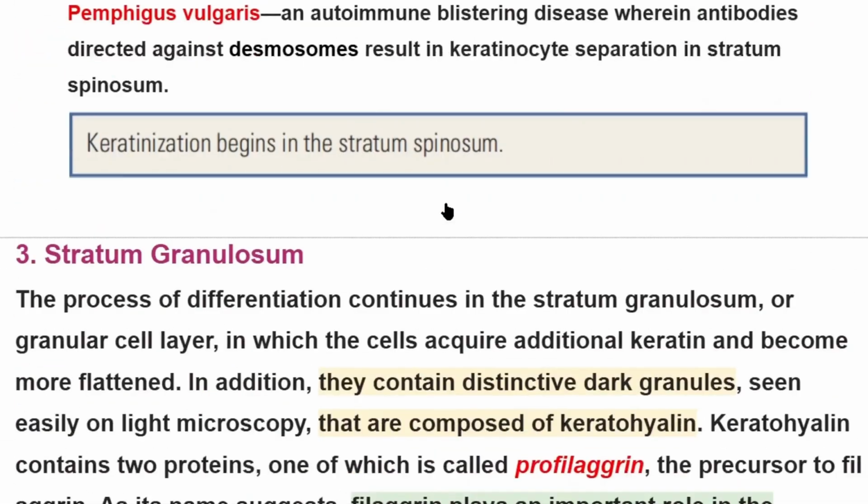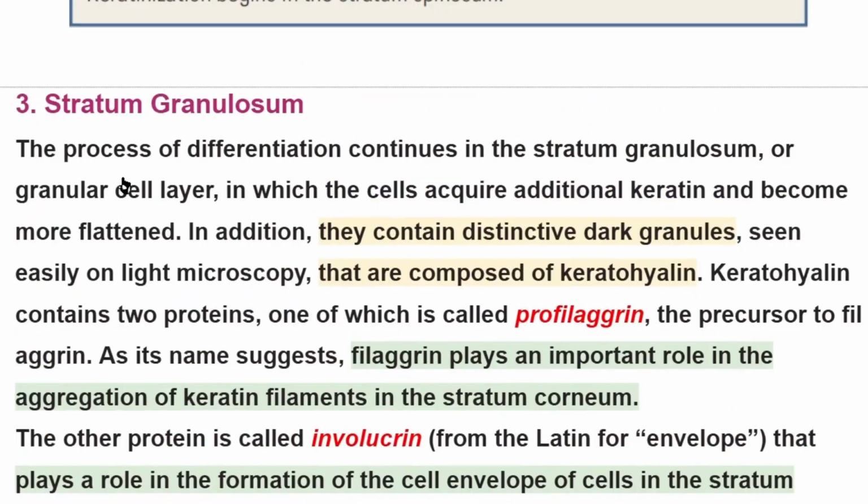And the third layer of the epidermis is stratum granulosum. The process of differentiation continues in the stratum granulosum or granular cell layer, in which the cells acquire additional keratin and become more flattened. In addition, they contain distinctive dark granules seen easily on light microscopy that are composed of keratohyalin. Keratohyalin contains two proteins, one of which is called profilaggrin, the precursor of filaggrin.